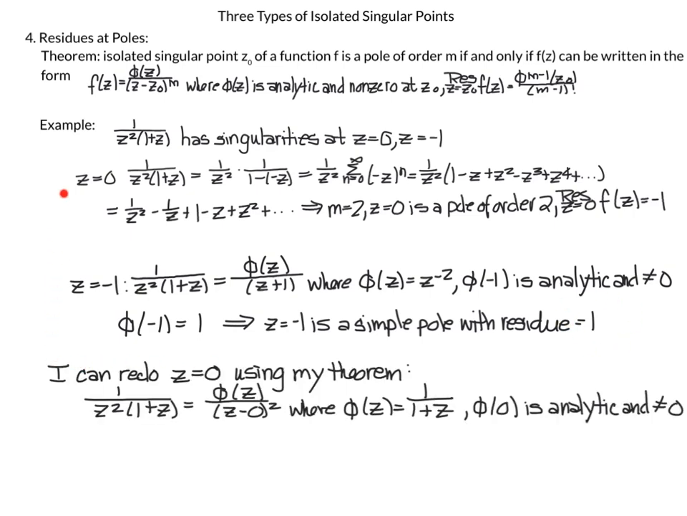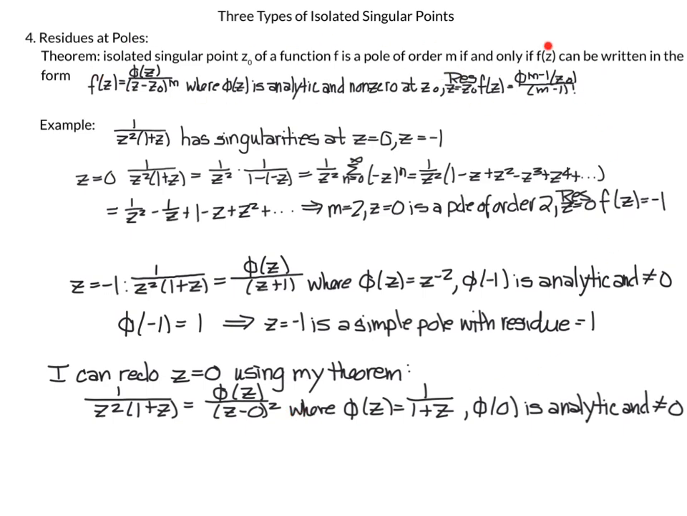And just to illustrate, I can actually redo my z equals 0. I can actually recalculate the residue based on this theorem here. So I'm going to redo z equals 0 using my theorem. So I have 1 over z squared, 1 plus z. And I want to rewrite this as phi of z over my z minus 0 squared. So phi of z then is going to equal to, so here's my z squared, so what I have left is 1 over z plus 1. And when I plug in 0, my z naught, my singularity, I see that my function is defined, it's analytic, and it's not equal to 0. So I can use this theorem now.